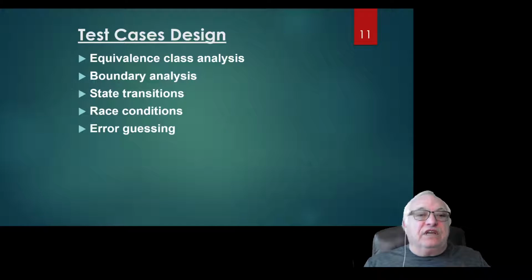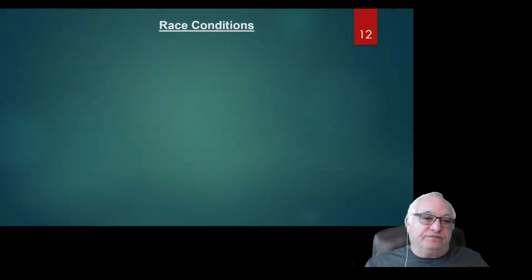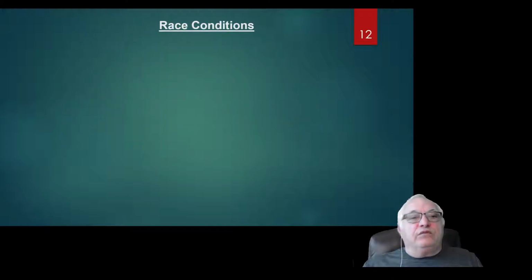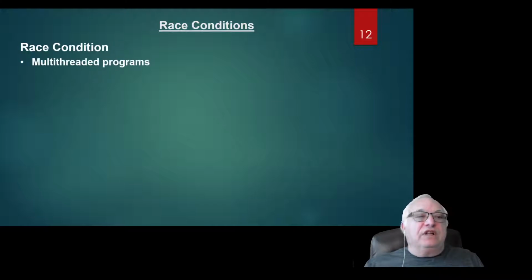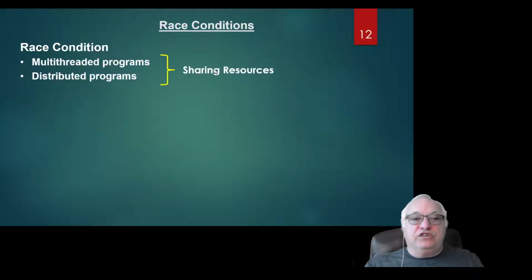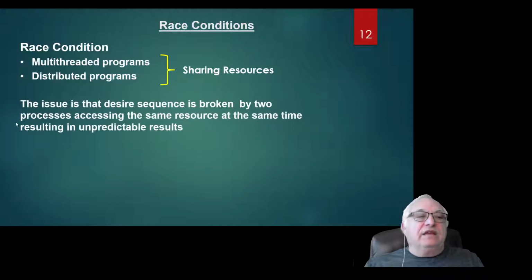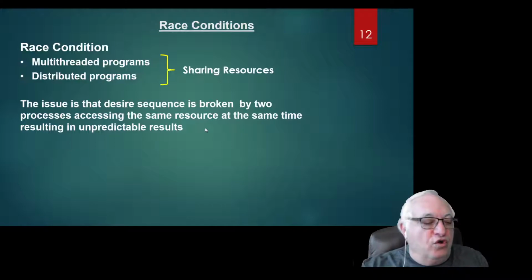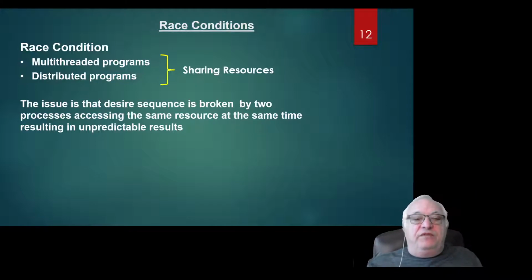So let's go to the next technique, which is looking for race conditions. Okay, when do we get race conditions? A race condition can happen if you have multi-threaded programs or distributed programs. And another ingredient for race conditions is that you have to be sharing a resource. The issue is that the desired sequence is broken by two processes accessing the same resource at the same time, resulting in unpredictable results. Let me give you an example.